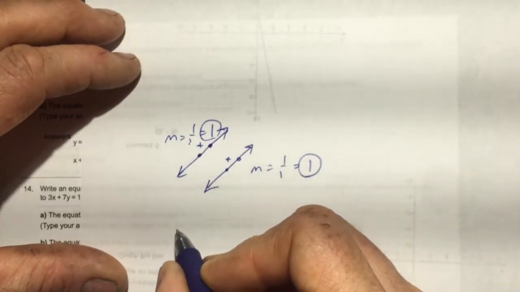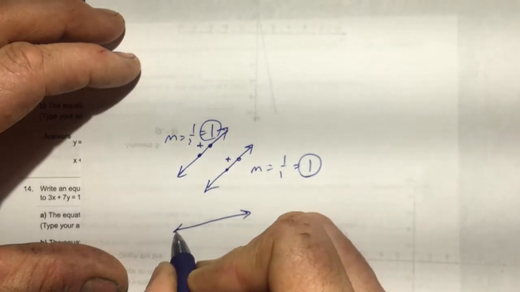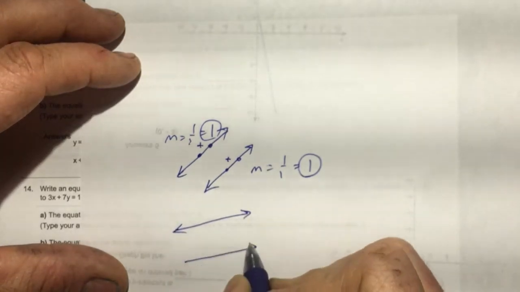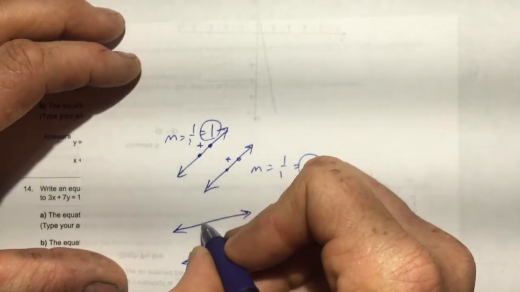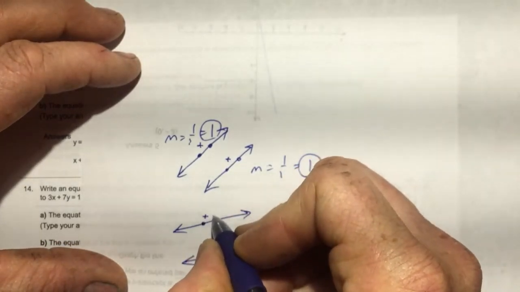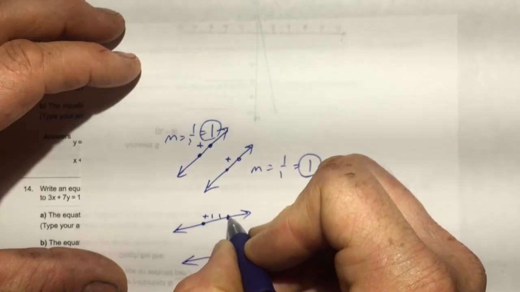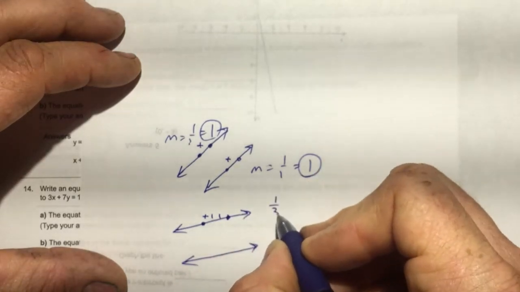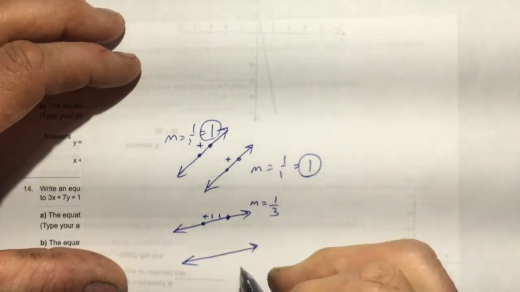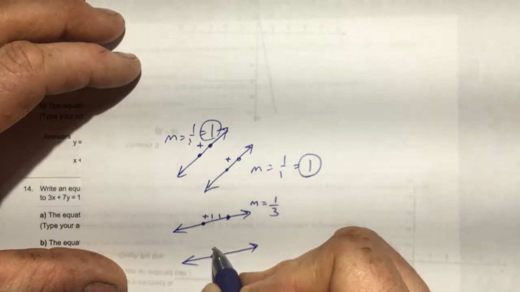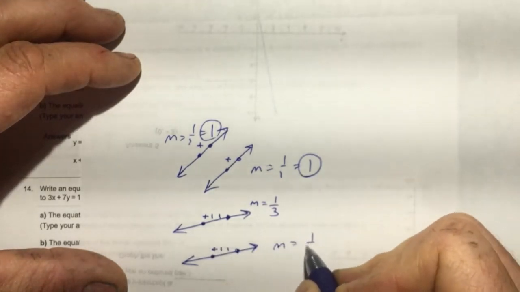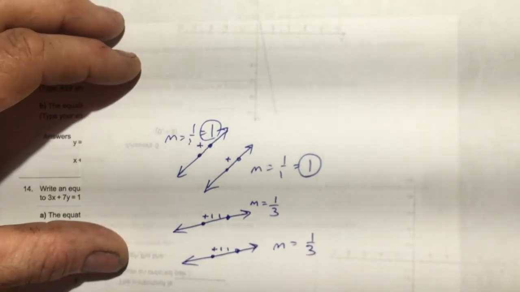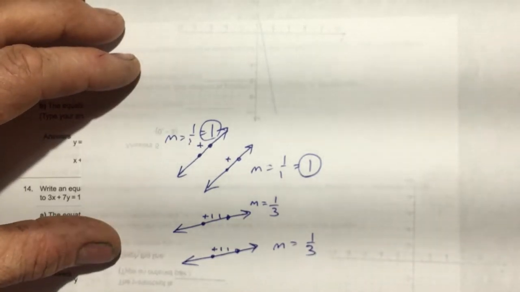Let's draw it a couple of more. Let's make it more like this. Here's parallel lines. Okay, they'll never intersect. But look here. This one goes up 1, and it goes over 1, 2, 3. The slope is 1/3. On this one, look at it. It goes up 1, and it goes over 1, 2, 3. They have the same slope. So when you have parallel lines, they have to have the same slope.